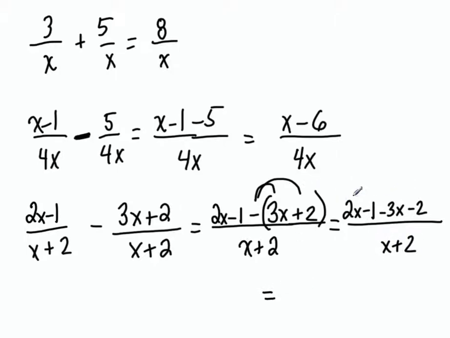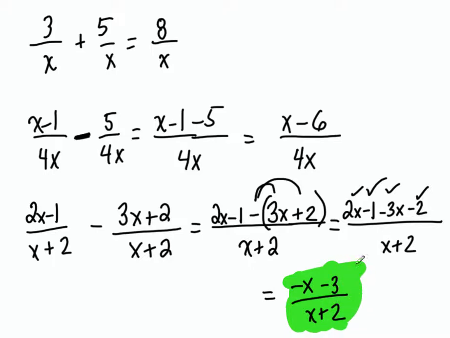Now let's clean up the top a little bit more. What's 2x minus 3x? Negative x. And then minus 3, minus 3 over x plus 2. Can I cross anything else out? No, because they're addition and subtraction. Are you with me on how we got those answers? And a negative means positive.